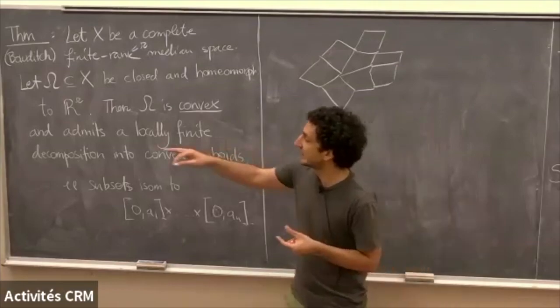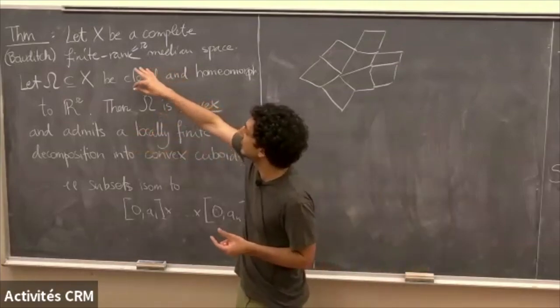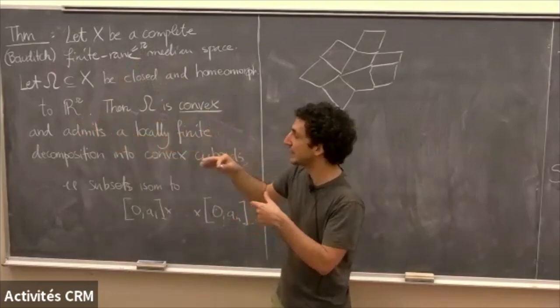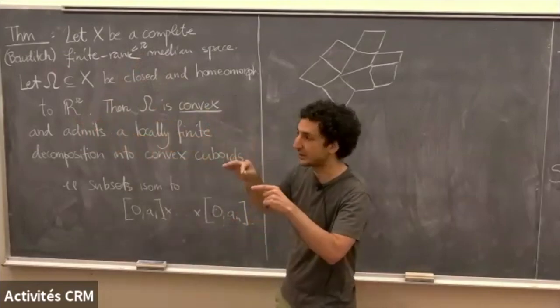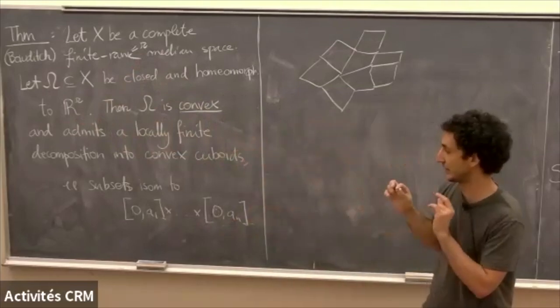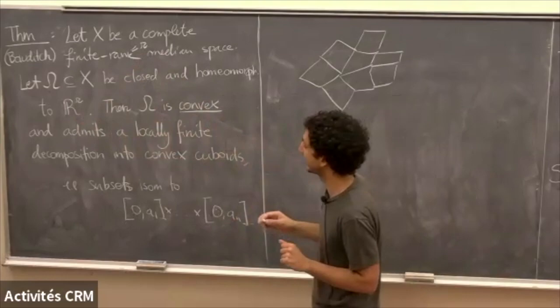The moral is that if the rank of the median space is R and you have an R-flat, there isn't really much space for it to not be convex or do anything else. But the proof is a bit more complicated than that.